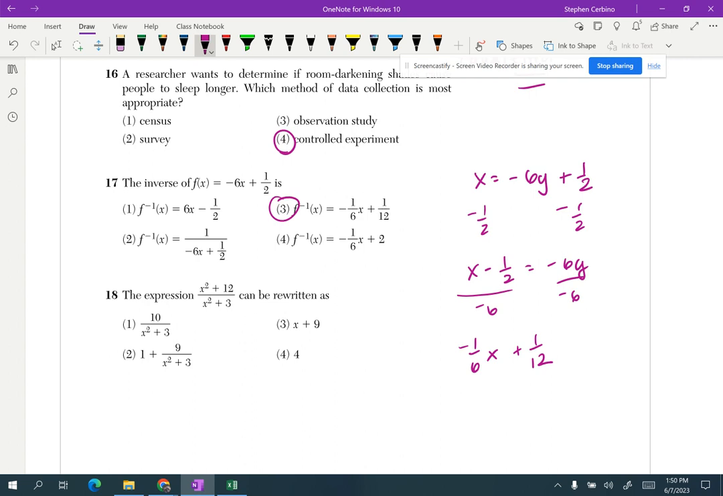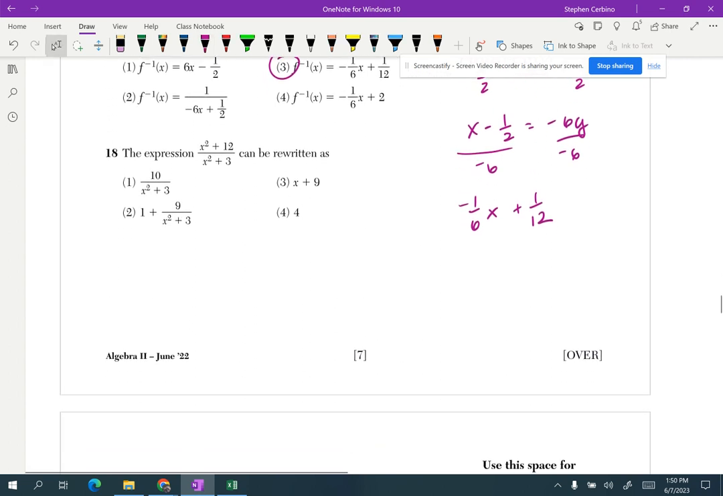Number 18 is a division question, which you could do 2 ways. I know in my accelerated class, we messed with this a little bit. It was called the method of inspection. So you can look at the numerator and try and make it look like the denominator using addition.